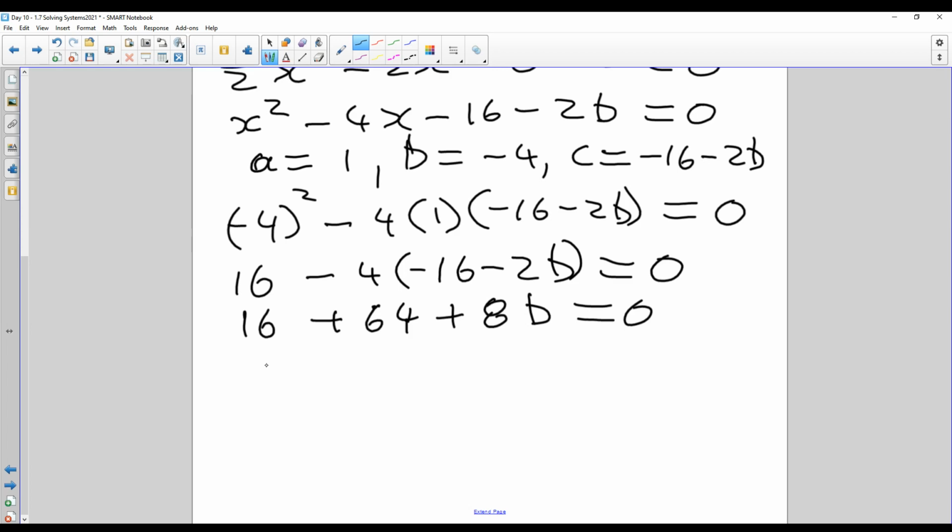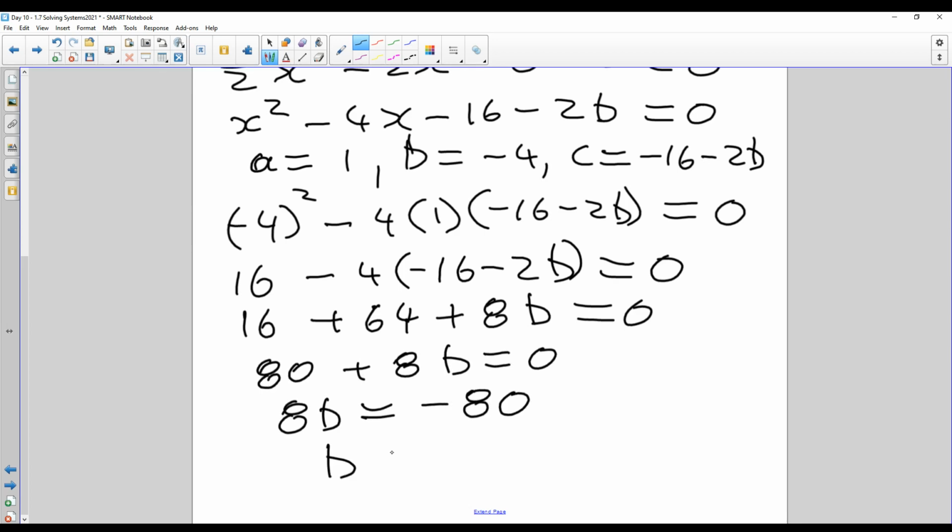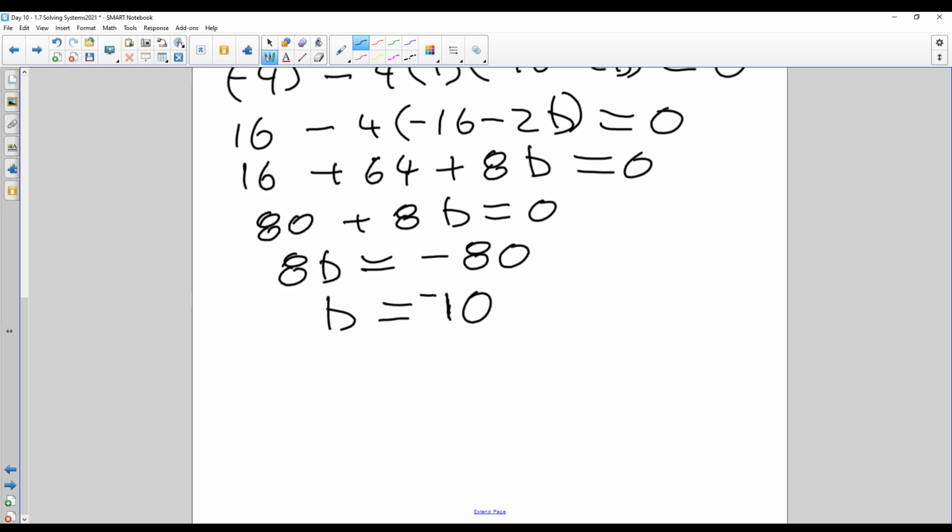So this looks like 80 to me, plus 8b equals 0. And therefore 8b is equal to minus 80. And b is equal to, I'm going fairly quickly here, this is just basic algebra, minus 10. Okay, that's the value of the b.